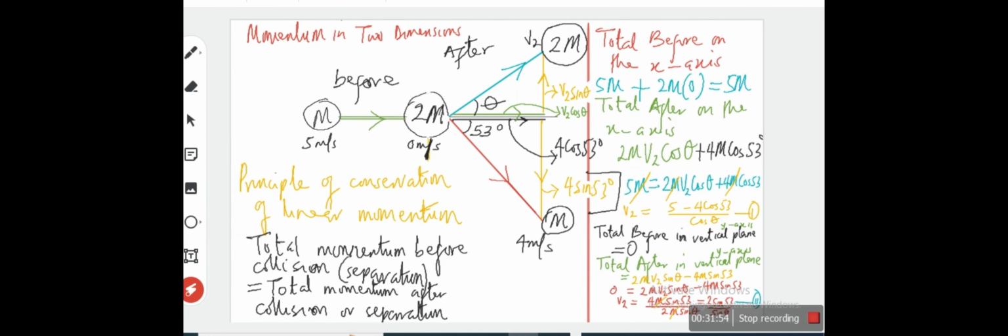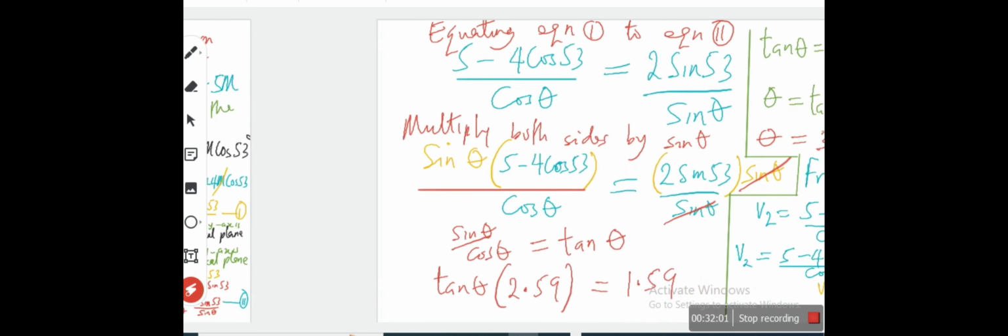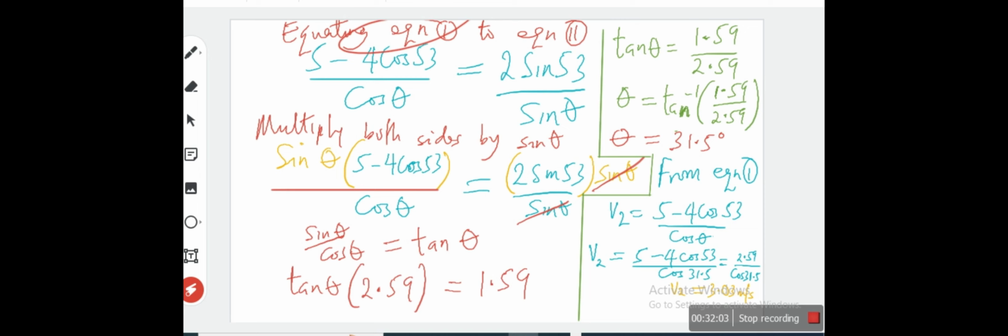In this case, I got V2 equal to something in equation 1, and I got V2 equal to another thing in equation 2. So I just equated both. Equation 1 equal to equation 2 is this equal to this. From there, we got theta and we got V2. That's basically it.